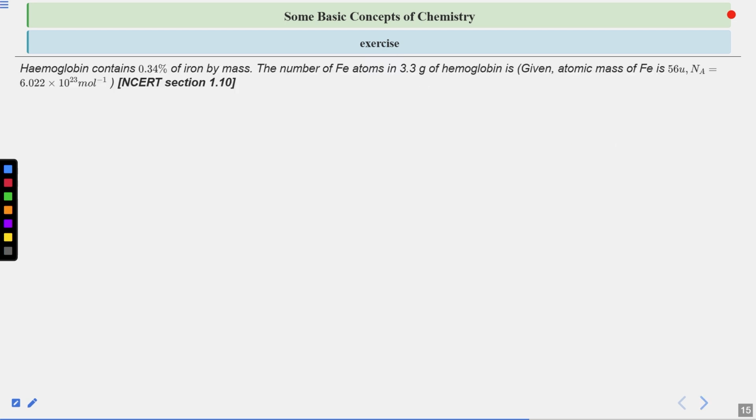The question is saying that if we take hemoglobin, then in that hemoglobin, the mass of iron is 0.34%. Then we have to calculate the number of iron atoms that are present in 3.3 gram. The atomic weight of iron is given and the Avogadro number is also mentioned.